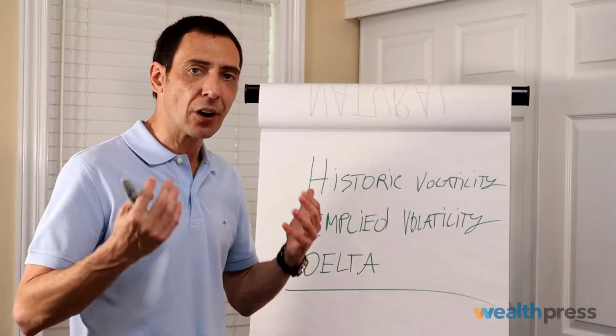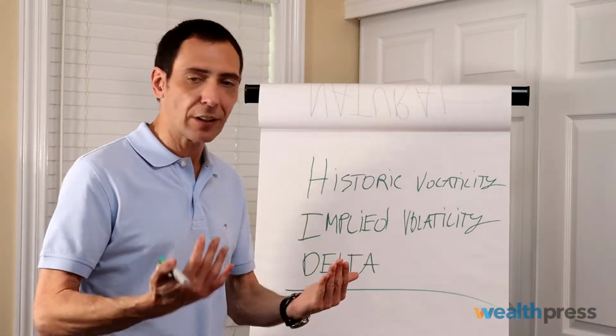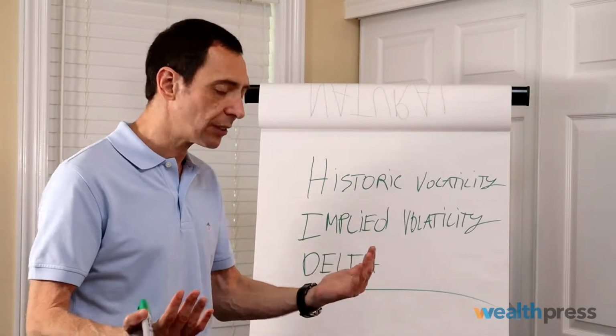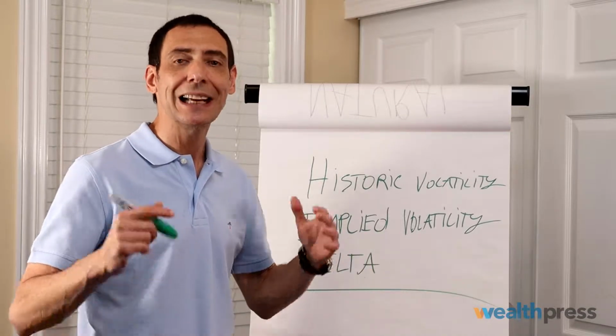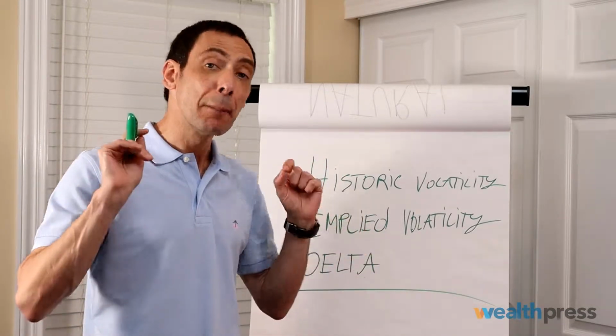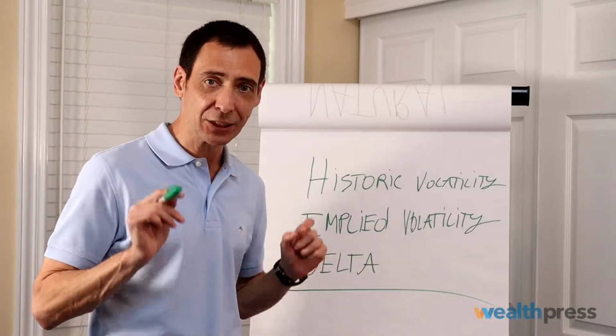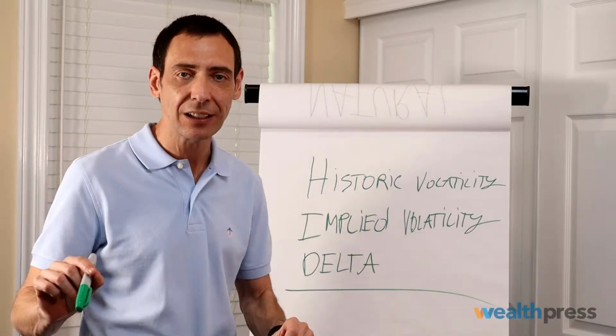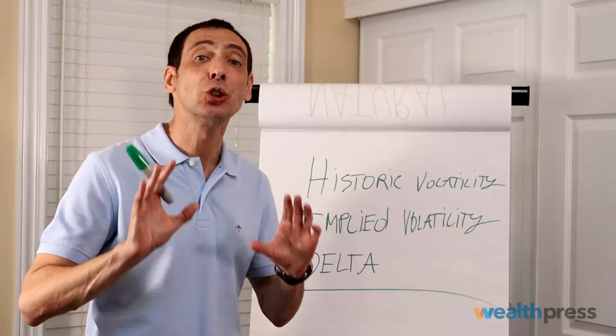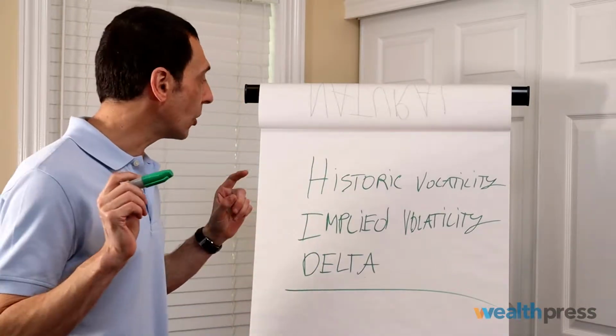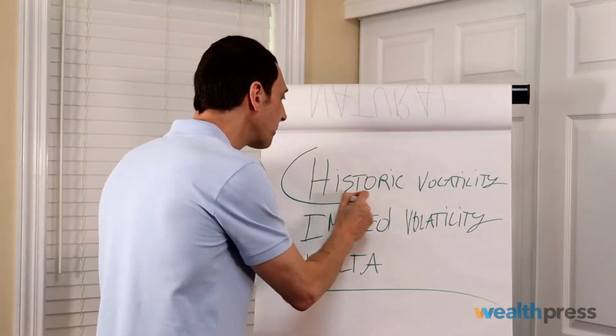And a lot of traders are thinking to themselves, what is historic volatility? What is implied volatility? What is delta? How do I make sense out of all of this? It can get hairy and confusing. But here's the funny part. Once you understand historic volatility, implied volatility, and delta, it's simple. It's super simple. So let's get into historic volatility.